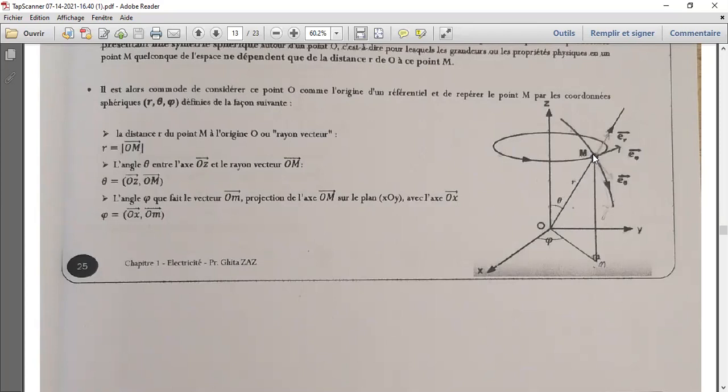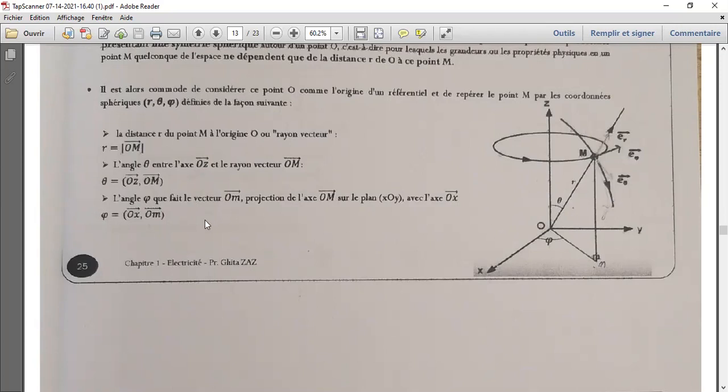You know that when you move R outside in this direction ER, there will be a change in radius. Therefore, if you are calculating the vectors, most of the time they use OM is equal to R. Here they're just talking about this distance OM, which is R, and also the angle made between OZ and OM, which is theta. The angle theta is between OZ and OM.